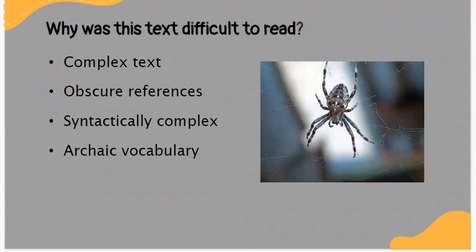There's a variety of things that you can do, but let's start with this. Why was this text so difficult to read? Well, the text can be complex, and especially for a third grader who's reading it, there are obscure references, it's syntactically complex, or they might use vocabulary that is archaic. That happens a lot when we're reading different genres of text. So our job is to help build the background for our students.